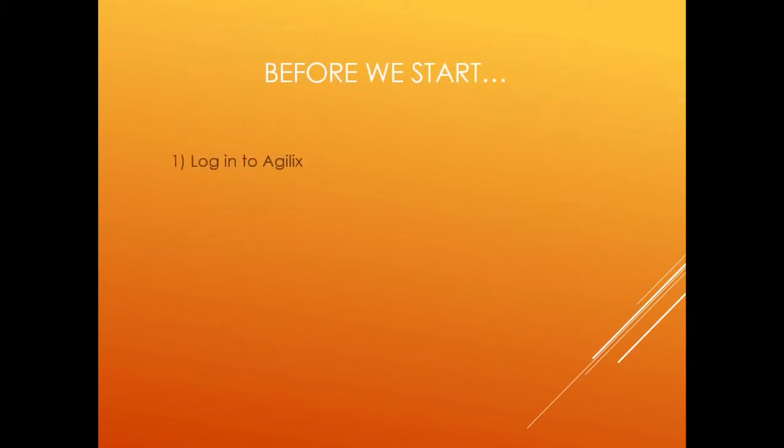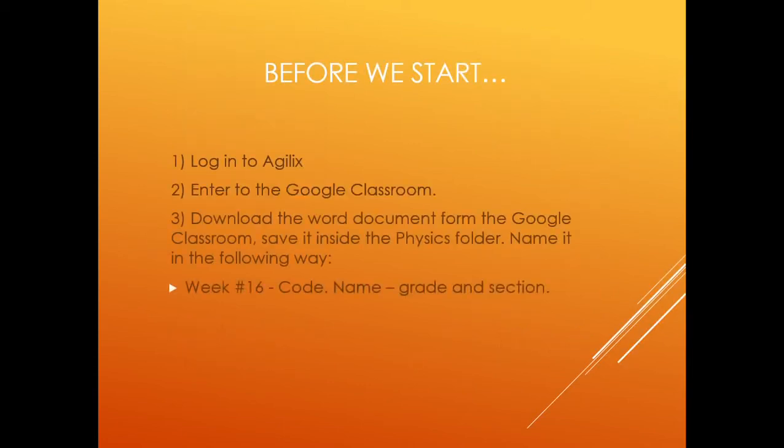And just like always, before we start, log into Agilex, enter the Google Classroom, download your Word document, and save it inside your physics folder. And of course, you have to name it just as it is specified right there. Notice that I will be checking the summaries very soon, so make sure that you follow the examples that I have shared with you and that you have everything in order so far.